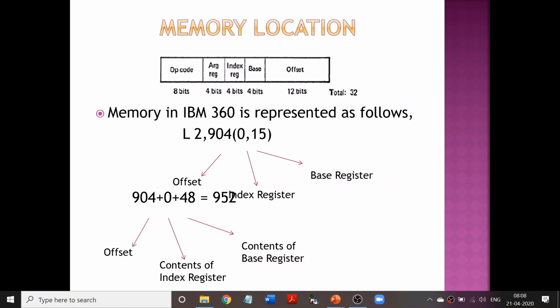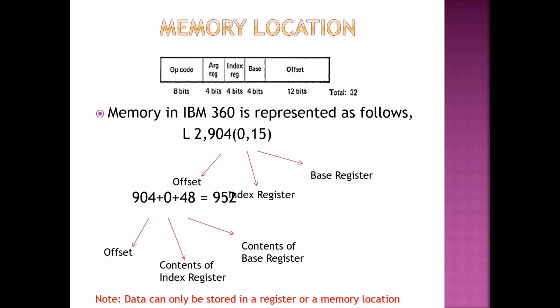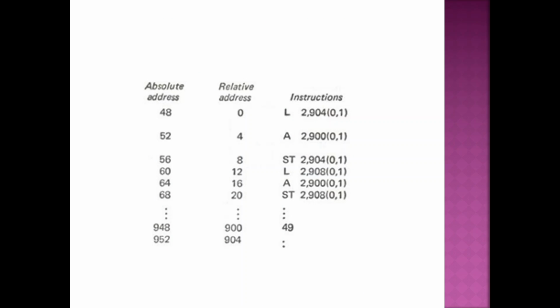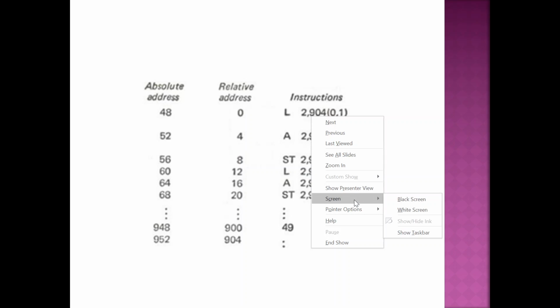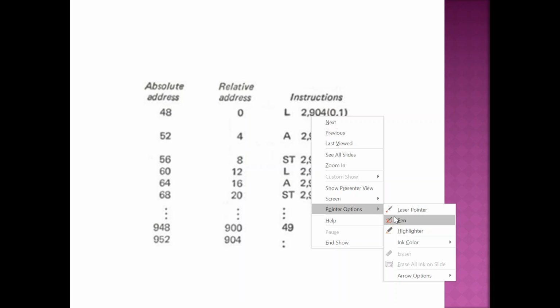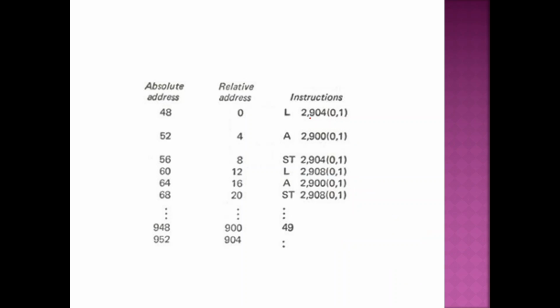Let us take an example. This is one familiar example, this program. We are going to see it again in future classes, but I think you would have come across this. Let us take the same load example only, and see what is actually the meaning of this. Here, 904 of 0 comma 1, that is where my number is.